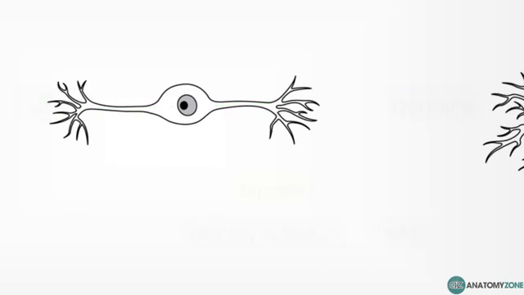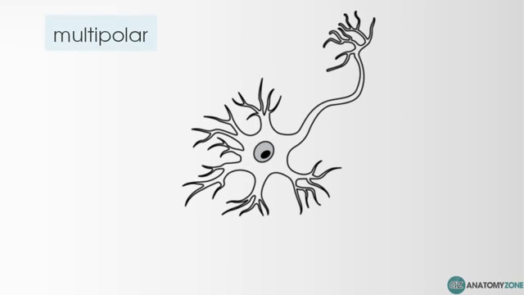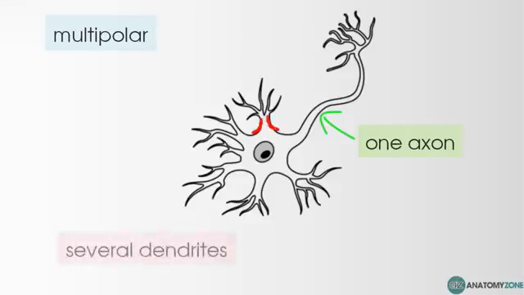The final neuron is the multipolar neuron. So this is neither unipolar nor bipolar, and this accounts for all the rest of the neurons in the body, and it's by far the most common type of neuron. So the multipolar neuron has one axon, as you can see, extending from the cell body here, and it's got several dendrites, which I've highlighted in red.